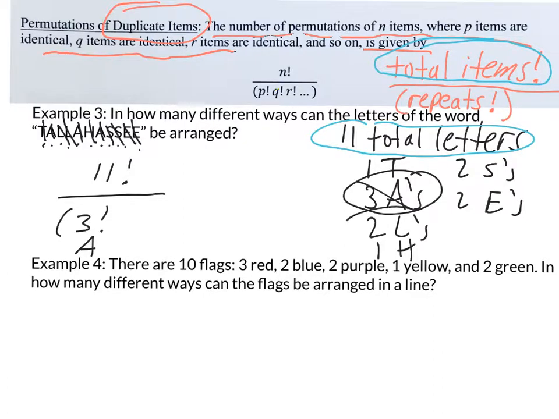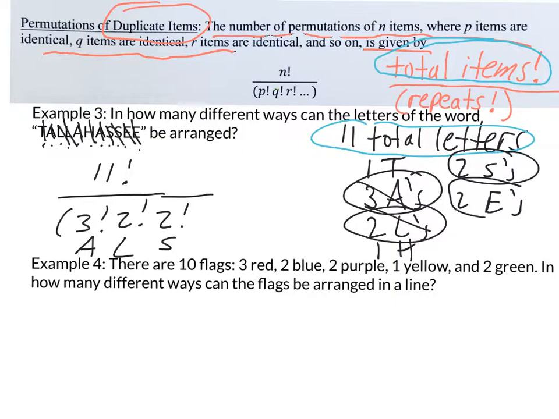Check, we have 2 L's, so times 2 factorial also goes on the bottom to represent the L's. Check. There are 2 S's, so I write a 2 factorial to represent the 2 S's, but there were also 2 E's, so I'm going to write another 2 factorial to represent the 2 E's. So however many of the item there is, when it repeats, that's what you throw on the bottom of the fraction, and it all gets its own factorial.